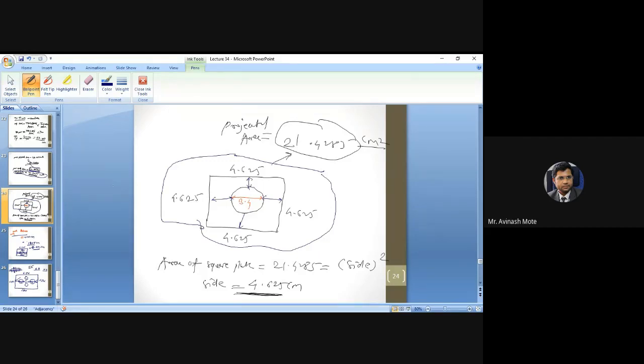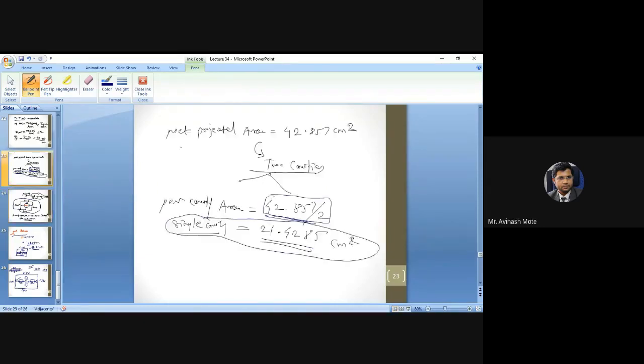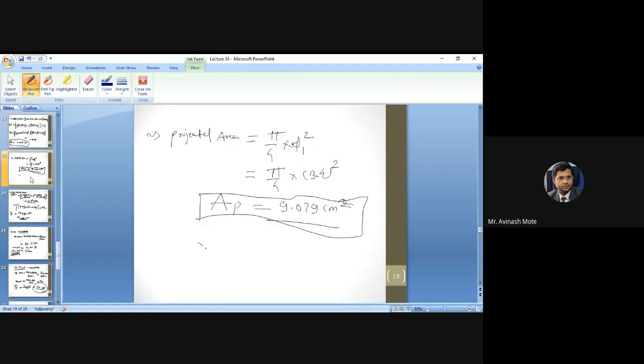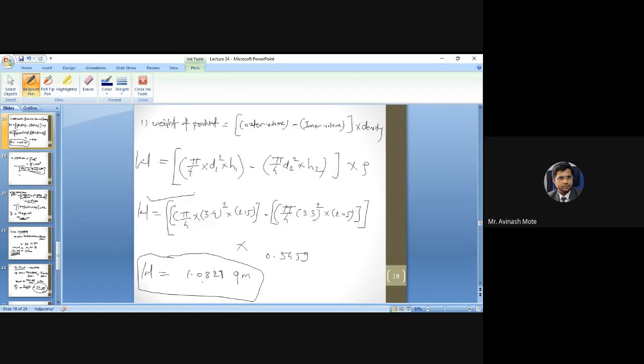Triangular configurations are mostly not preferred because they are not balanced. The net projected area you have calculated based on these calculations. By our calculation we will get the calculated tonnage capacity, and if the tonnage capacity is given, then you will have to redefine the total projected area using the available tonnage capacity, right? And this projected area will be for a single cavity, and this will be the weight of the product. So, simple, hardly 4 to 5 steps for the injection mold design.